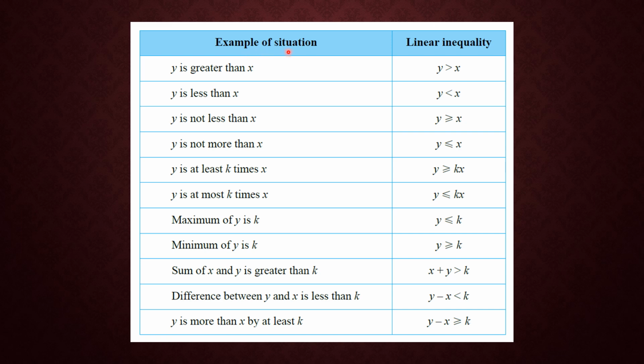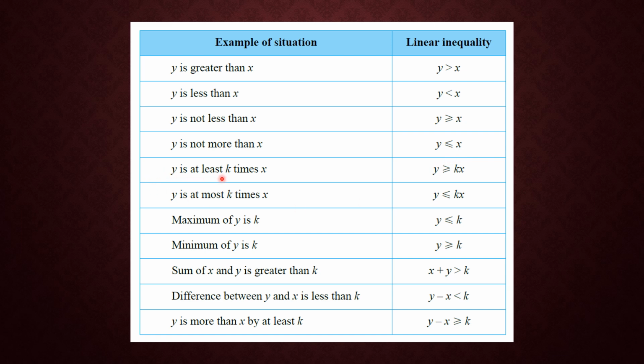So, given some examples of situations with the linear inequality: y is greater than x. So this is the symbol y > x. Y is less than x, so this is the symbol for y < x. Y is not less than x, that means y ≥ x. Y is not more than x, that means y ≤ x.